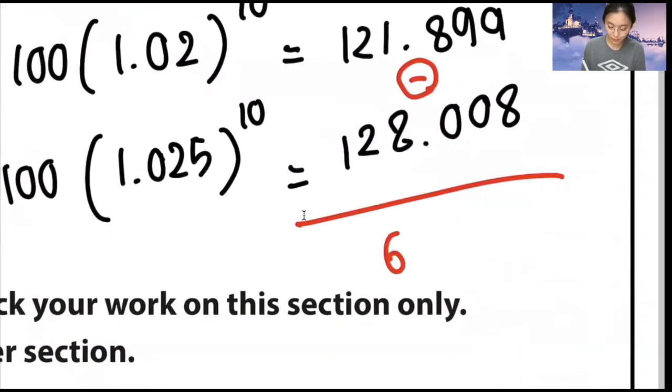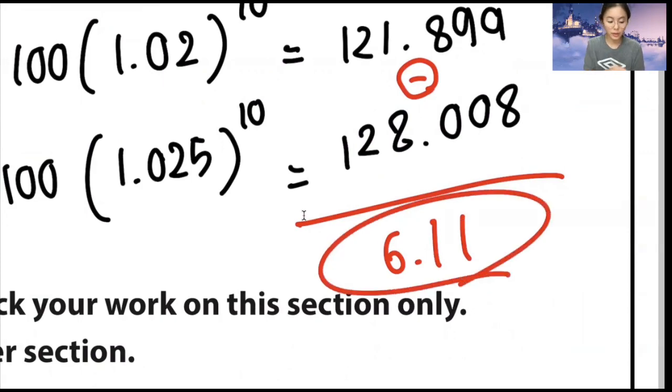That's going to be 6.109. So rounded to the nearest 100th, the 100th point, which is this one, it's going to be 6.11, and that's going to be your answer.